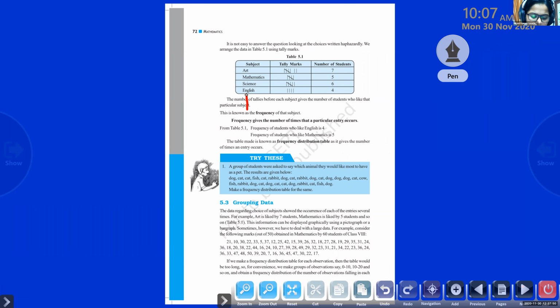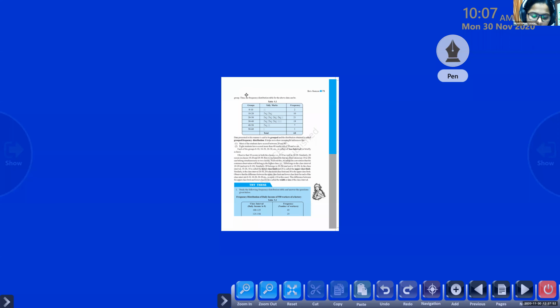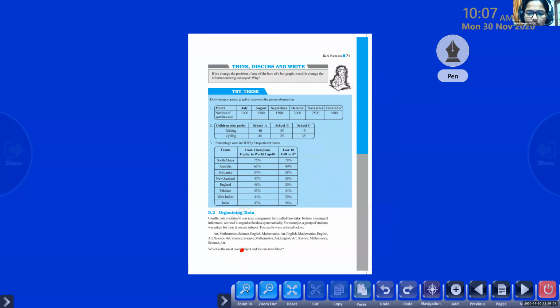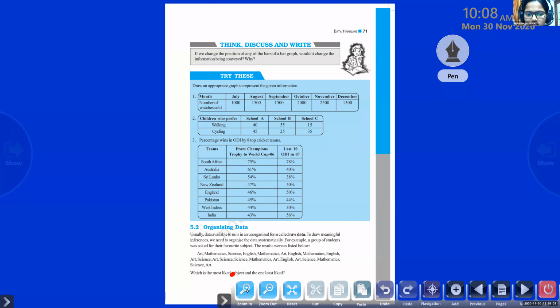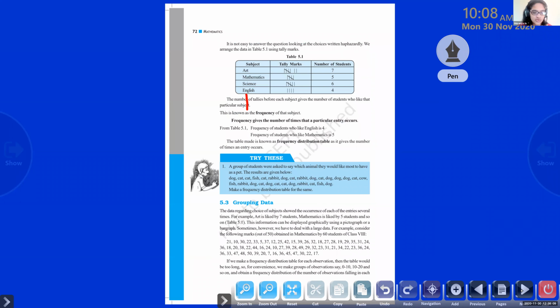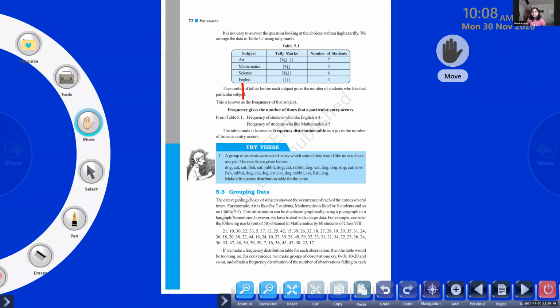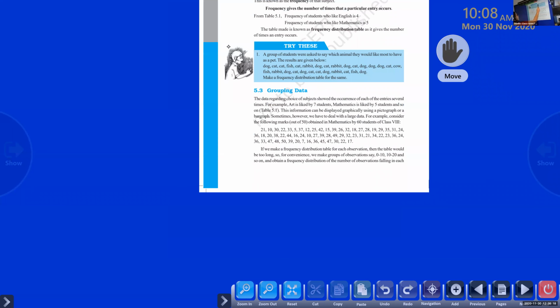The marks obtained by 60 students in mathematics. Marks obtained by 60 students. This one is the question, ma'am. And you did this frequency distribution.